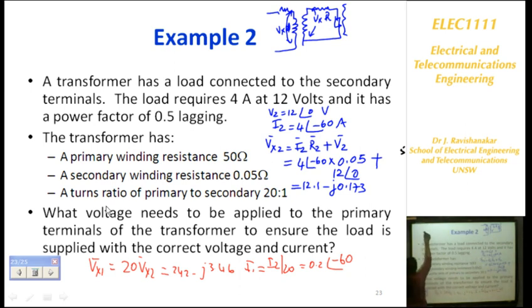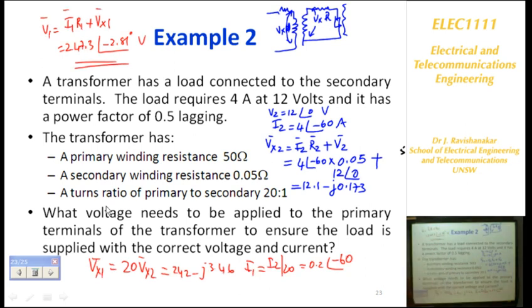So therefore, just from that circuit, I can write the input voltage V1 will be I1 R1 plus Vx1. All these are of course vectors. Now I know the value of I1, I know the value of R1 and Vx1. Of course, they are all complex numbers. So once I solve this, I get this as 200.3 at an angle of minus 2.8. So this will be the voltage that has to be applied on the primary side in order to supply the necessary current and voltage to the load.